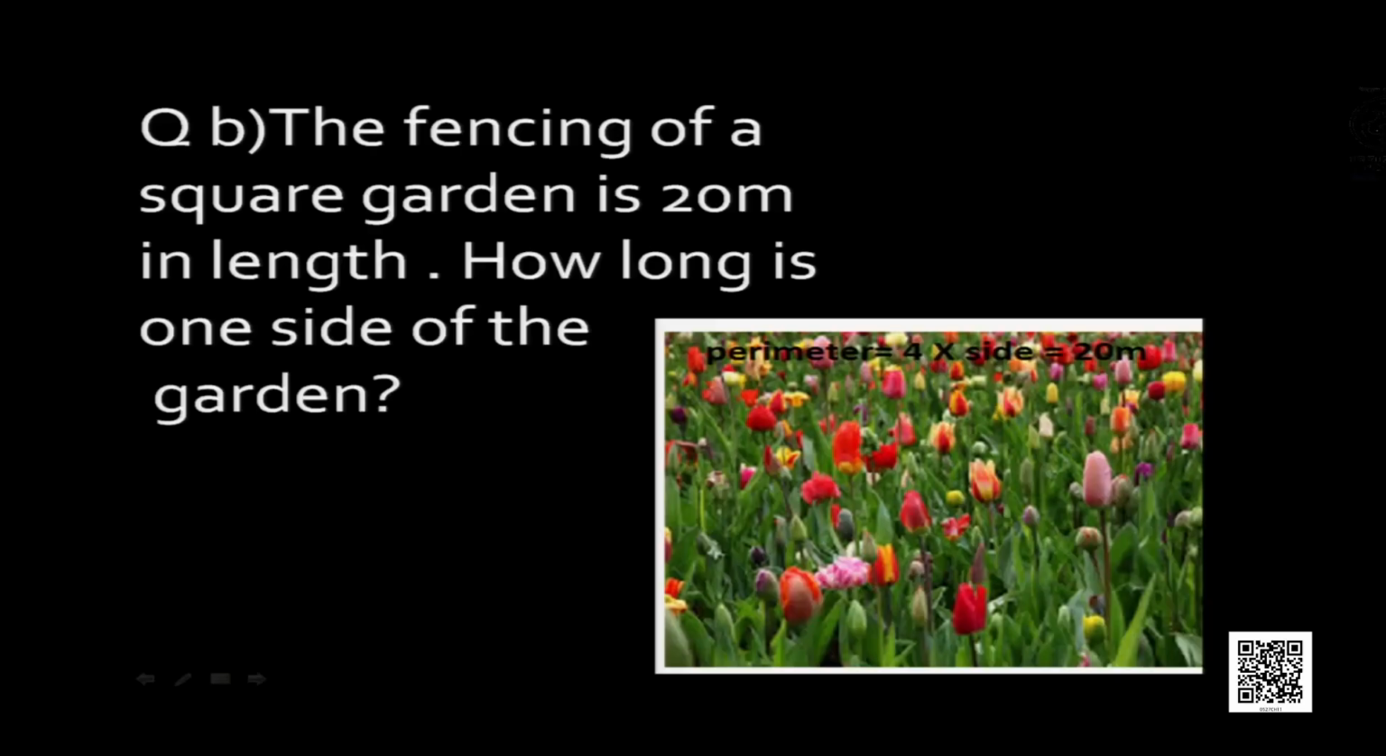The fencing of a square garden is 20 meter in length. How long is one side of the garden? Listen children, read the question carefully. Here boundary is given. Fencing means boundary, that is perimeter. Perimeter of the square shape garden is given. What we have to find? We have to find each side of the garden.